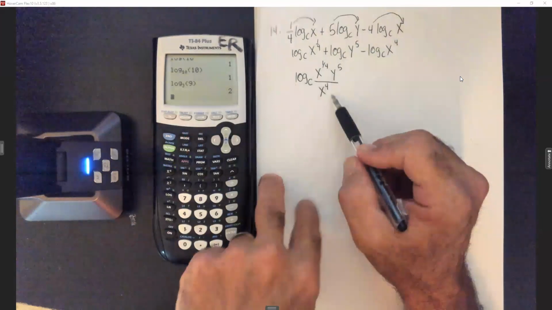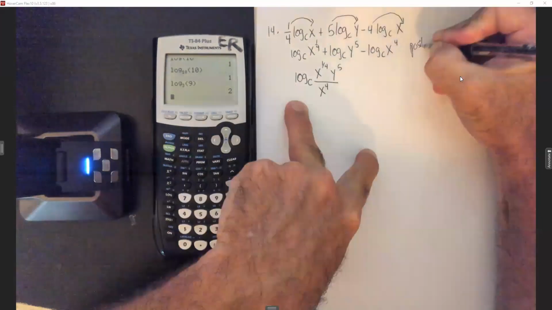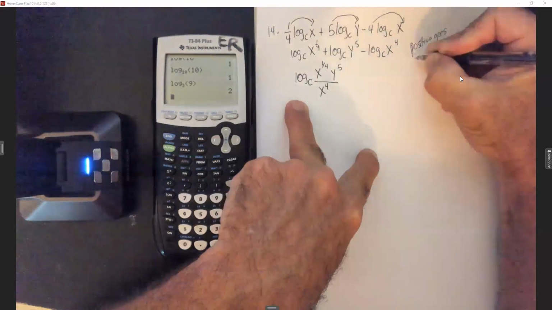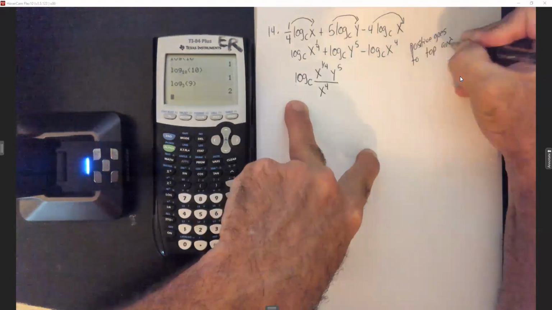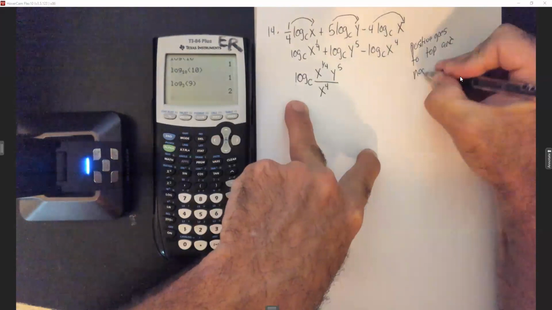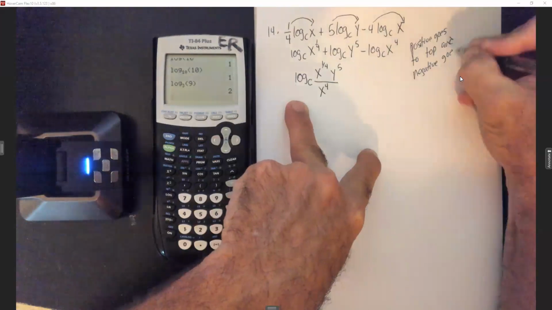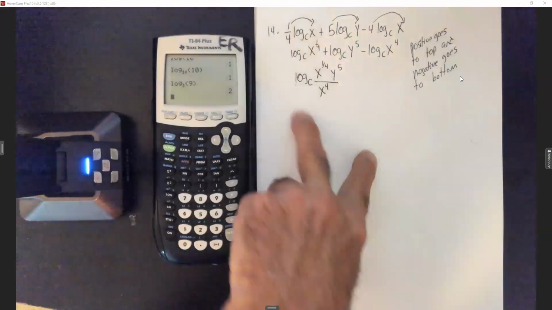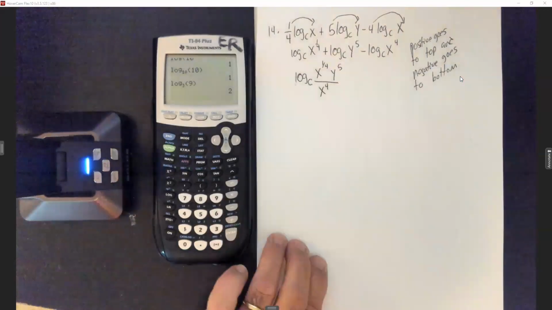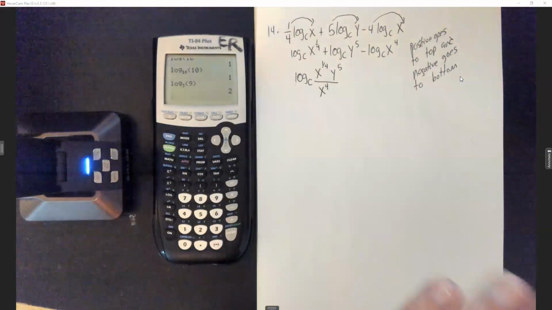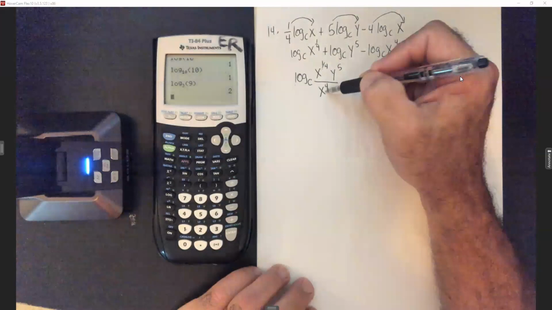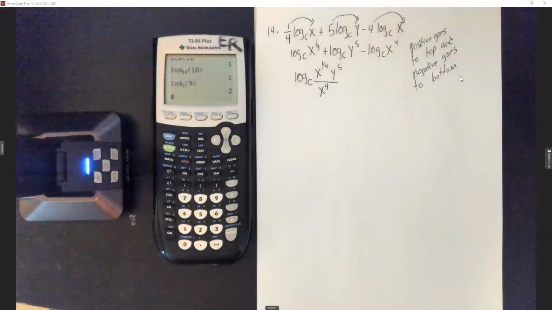So remember, positive goes to the top, and negative goes to the bottom. We would technically be done, but y'all look at this. I got an x on top and an x on bottom. We can use the quotient rule to simplify this.